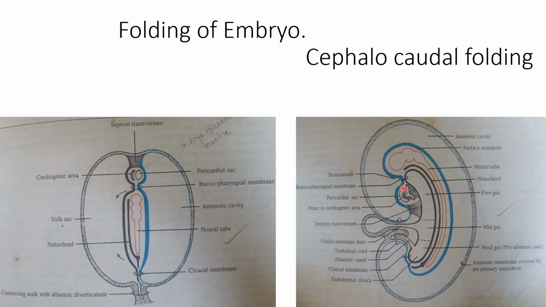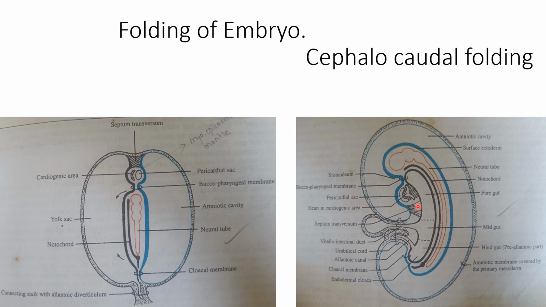After that you can see the pericardial sac. Ventrally we have the pericardial sac, and the pericardial sac is separated from the foregut by the cardiogenic area or the cardiogenic plate. So we have the pericardial sac and the cardiogenic plate. After that we have the septum transversum. So this is the septum transversum. In the septum transversum, two things should be known here.